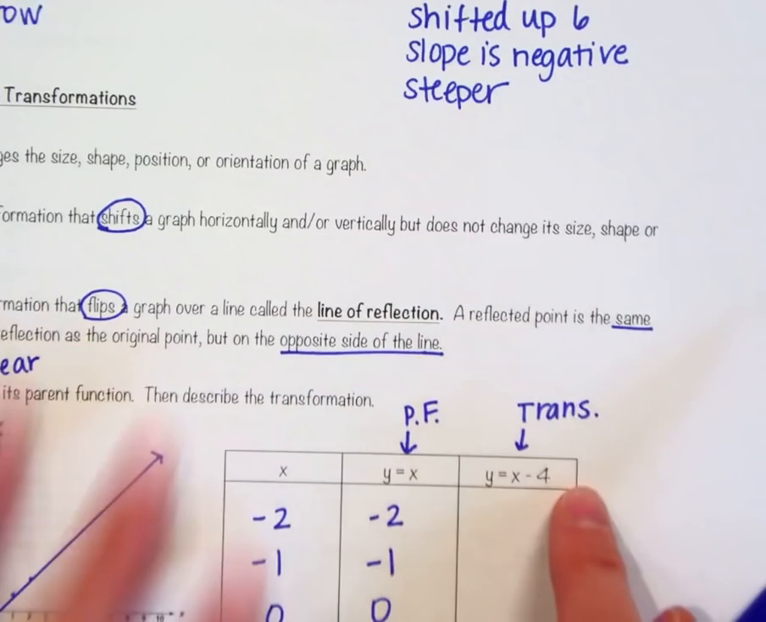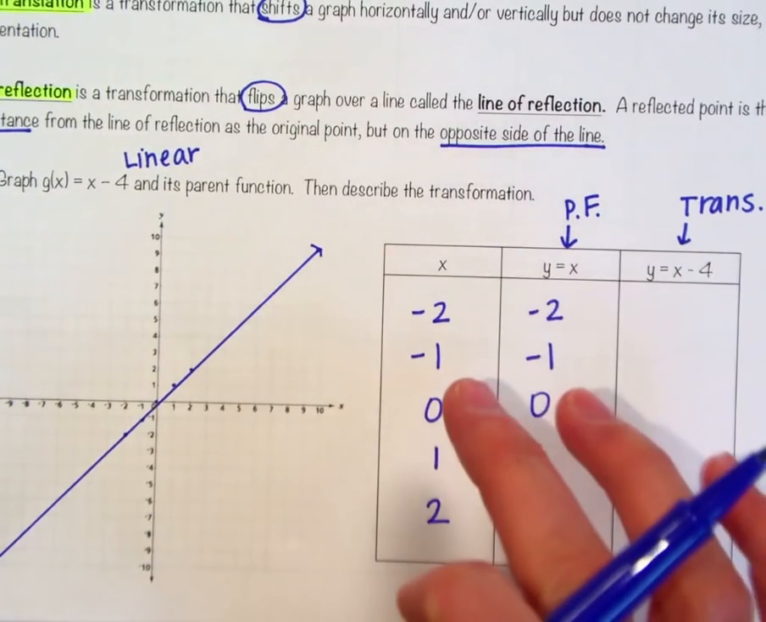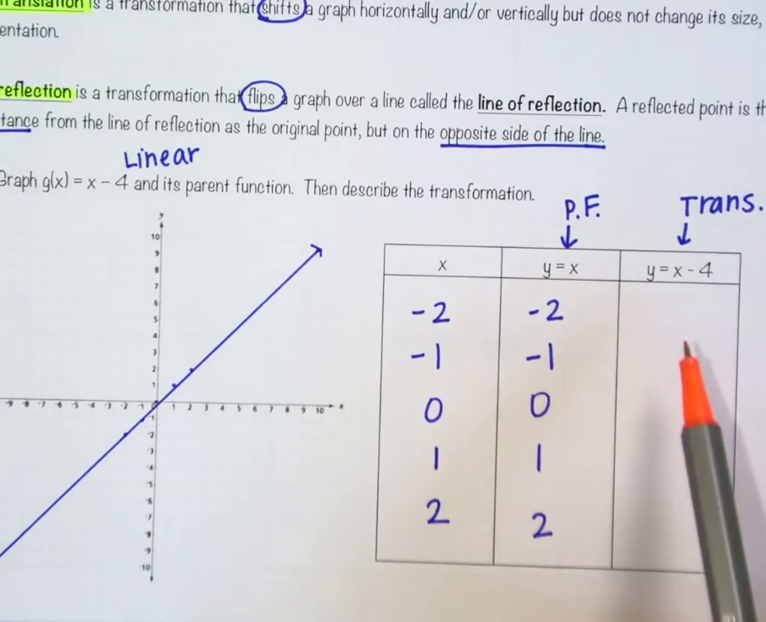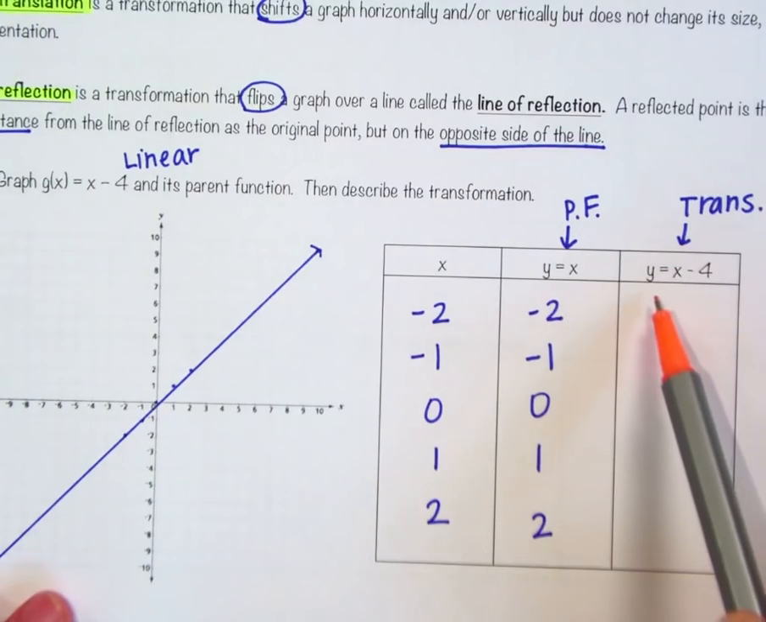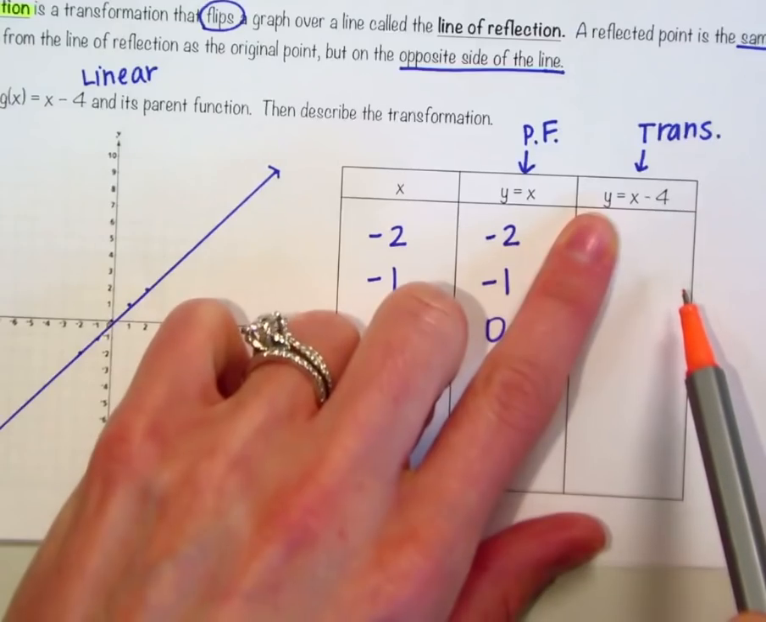So if I'm subtracting 4, think about what that would mean. Okay, so make a prediction in your head and let's see what we come up with. So if I wanted to fill in the table for this, and again, this is a linear function, so you guys know how to graph these, but I just want you to practice filling in a table of values. So when we get to some of the harder ones, you guys know what you're doing.